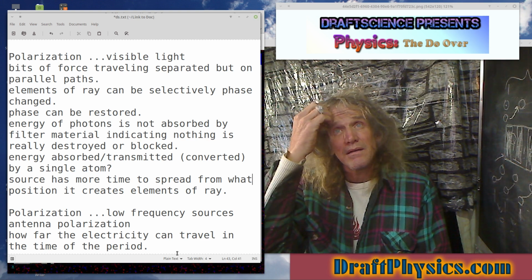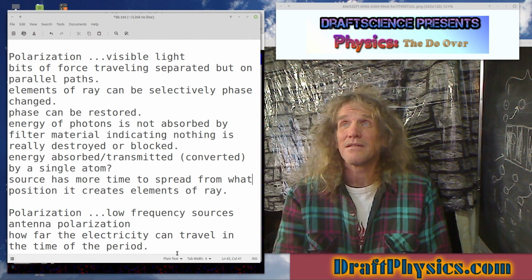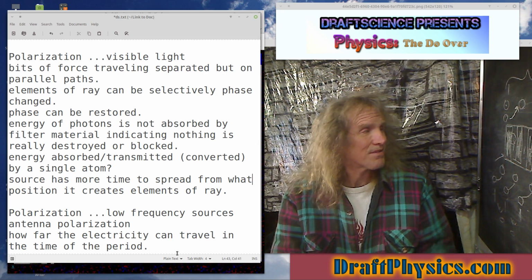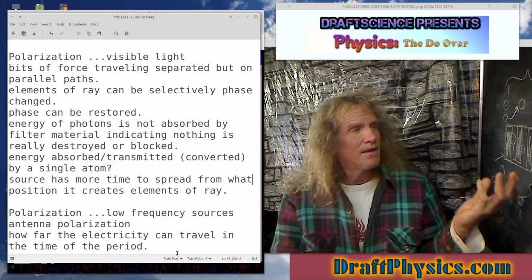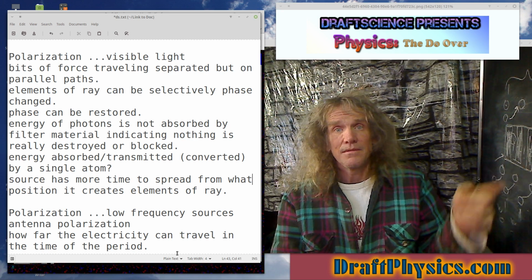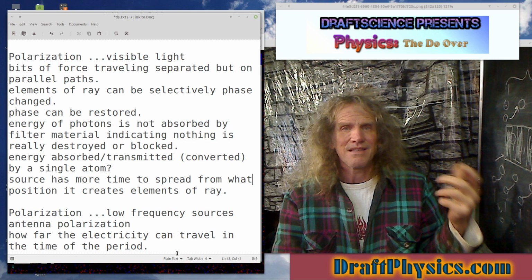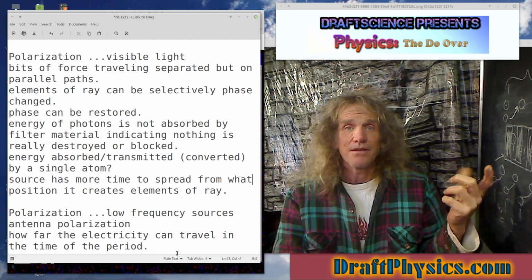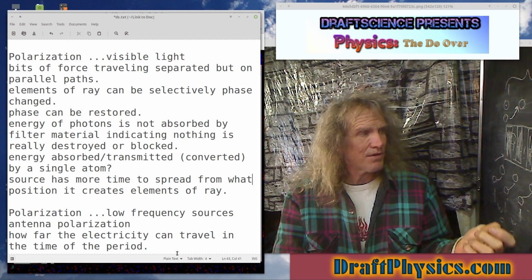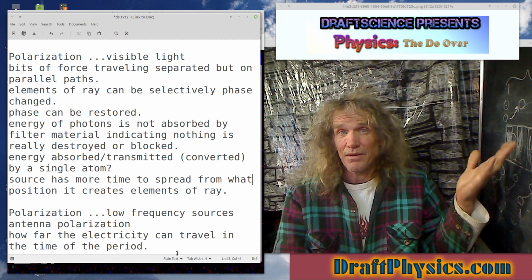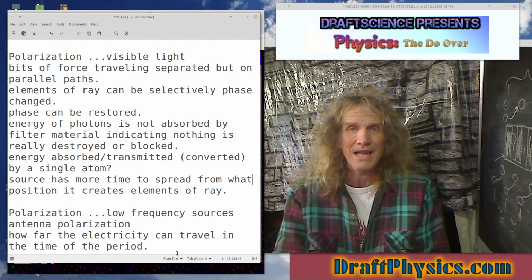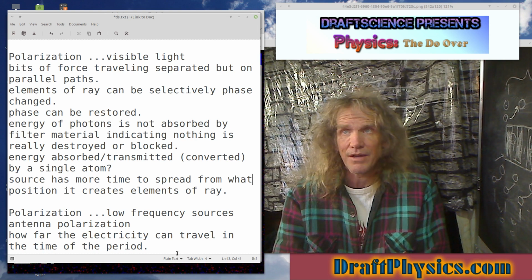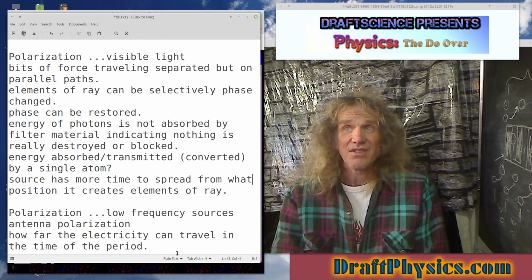Okay, the energy of the photons is not absorbed by the filter material, indicating it's not really destroying or blocking. So there's nothing really destructive happening to the bits. Most of them are going through. Obviously the material itself has some opacity. It's not perfectly transparent, so some of the photons are destroyed just as they are going through any material that seems transparent. Nothing's perfectly transparent as far as I know.